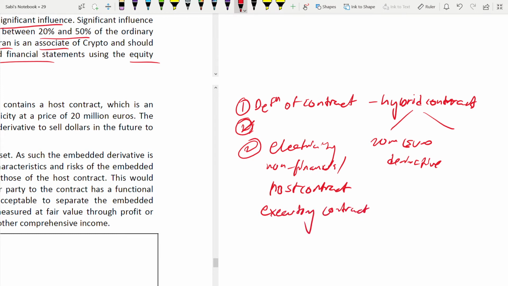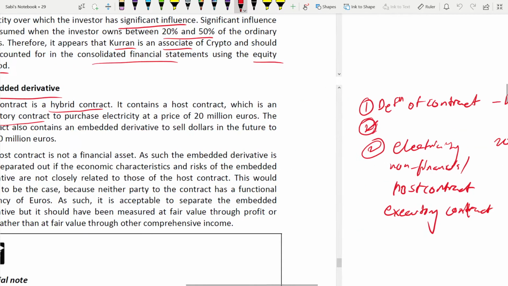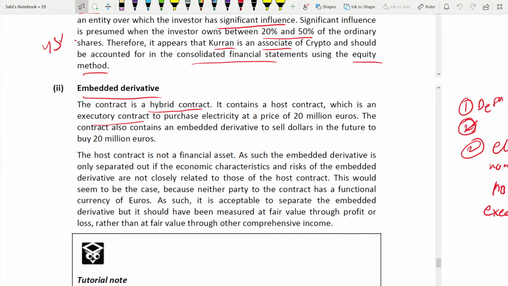Even in your exam you will see cocoa, to buy chocolate, to buy coffee beans, to buy electricity, to buy coal. This type is an executory contract, because mostly they don't perform. It's something to do in the future. Yes, in the future if they perform, then it's not an executory contract anymore, then it comes under the scope of IFRS 9. But executory contracts are outside the scope of IFRS 9. Okay.